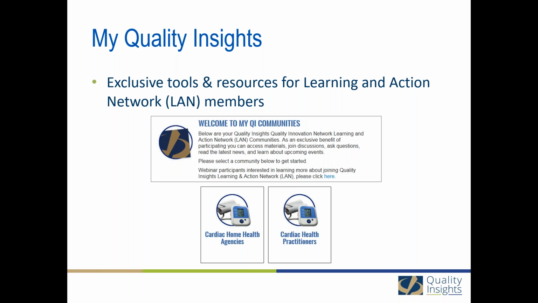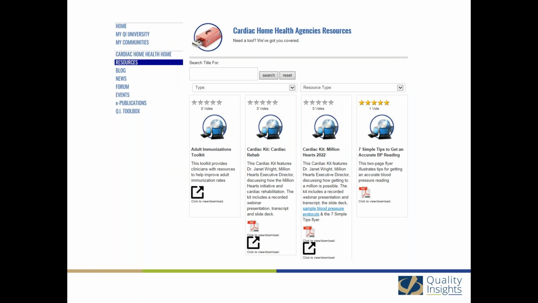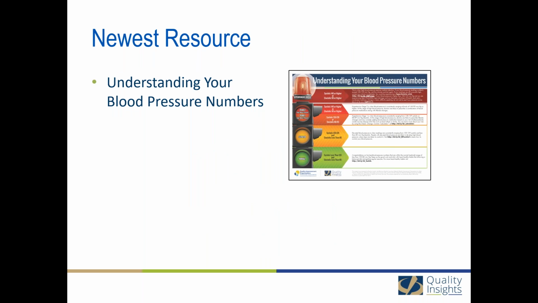So when you log in to the cardiac health piece, you'll see at the bottom of the screen, there's cardiac home health agencies or cardiac health practitioners. And then when that's clicked on, we just use a screenshot from the home health agencies, but they're really similar to the providers. And it just lists the different tools. If anyone has rated them, it gives a rating. And then there's a PDF and a way to view and download those.